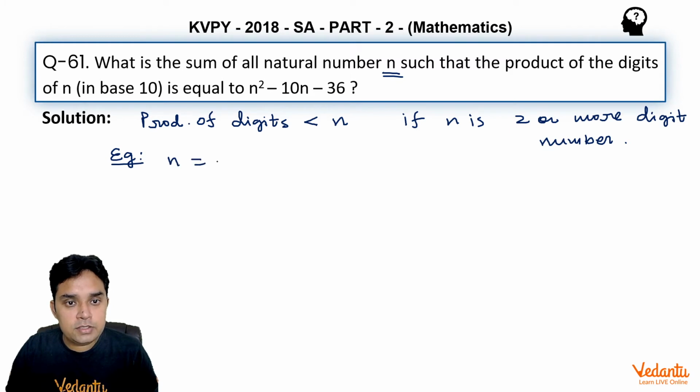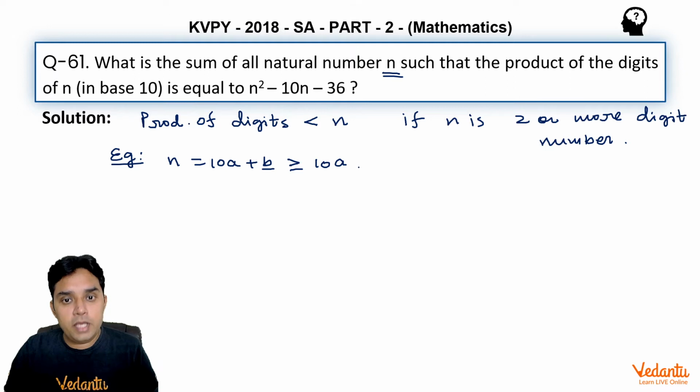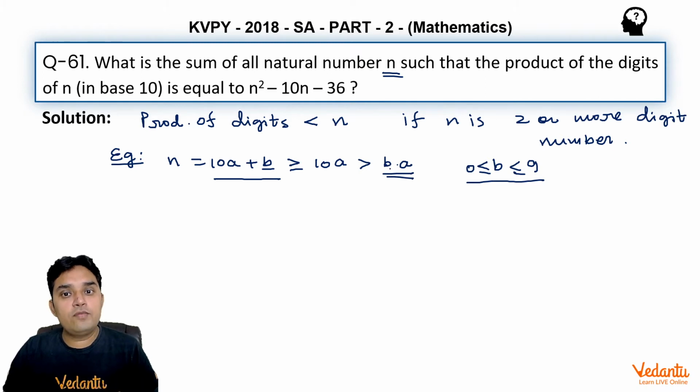Let us say n is AB, which we write as 10A plus B. Now if I remove this B from here, this number will be greater than or equal to 10A. And this B has to be from 0 to 9 only. So this 10 into A will be greater than B into A, because B is between 0 and 9. So you can see this two digit number 10A plus B will be greater than the product of the two digits. That is what I have written: product of digits is less than n.